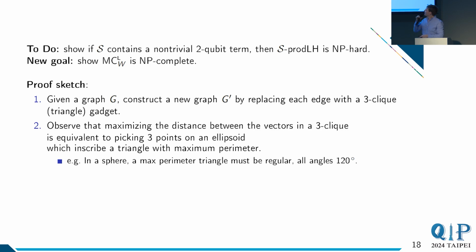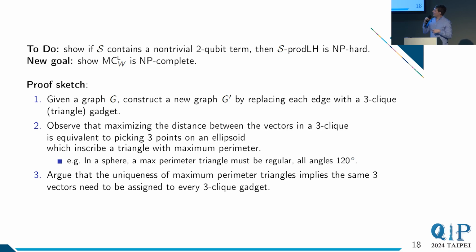that might be a typo. Anyways, and we can use this property that these triangles need to be unique up to some limited amount of freedom to argue that the vectors assigned to this graph need to be the same 3 vectors assigned to every 3-clique.